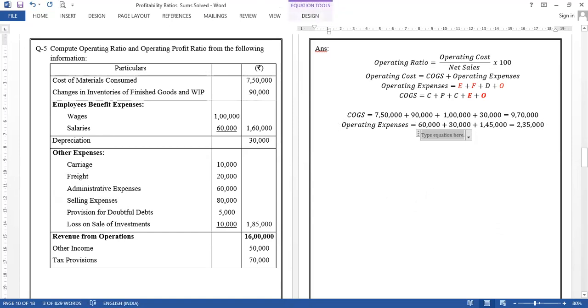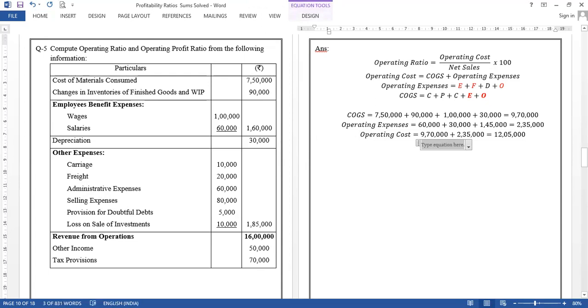Okay. Now I have COGS with me. I have operating expenses with me. So I'm ready to calculate operating cost. Operating cost will be equal to 9,70,000 plus 2,35,000. So total will be 12,05,000. Okay. So operating cost is there with us.